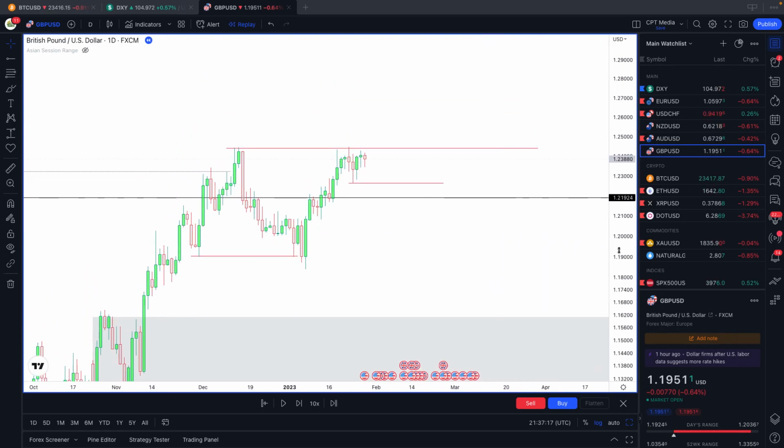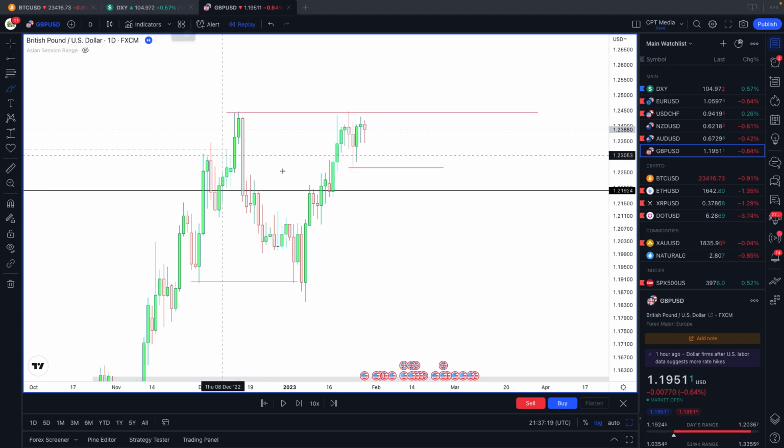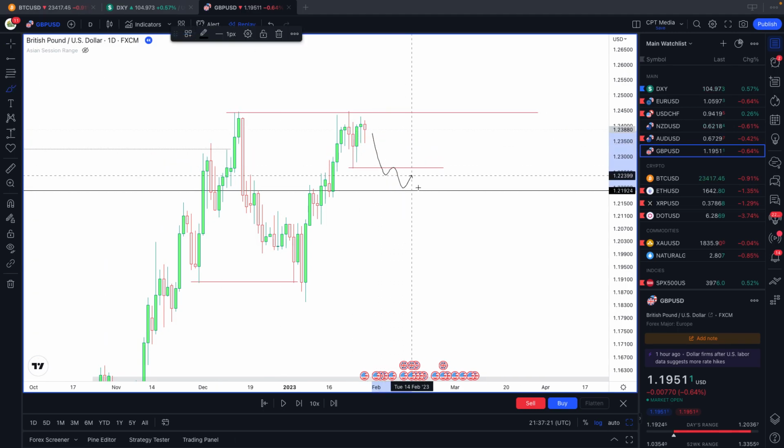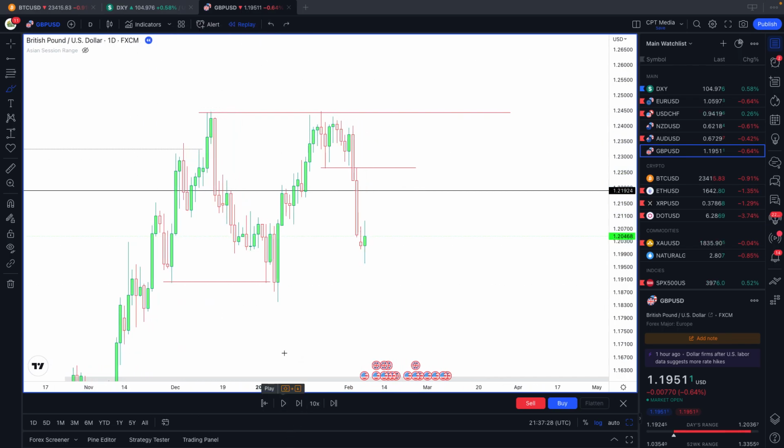So I want to see price starting to trade below these regions before looking for shorts, because it's going to offer strong volume in the market. So what do I do? I wait. And what does price do? It offers a big push down.